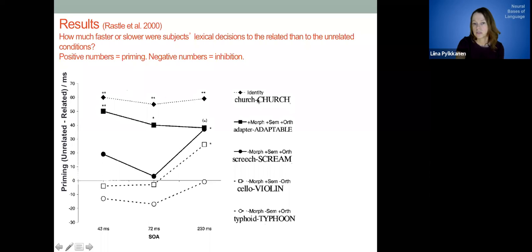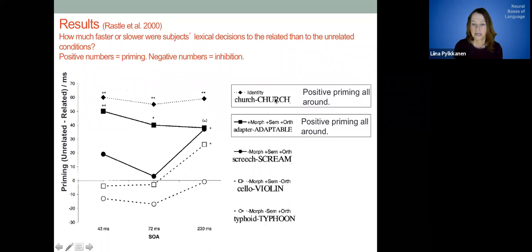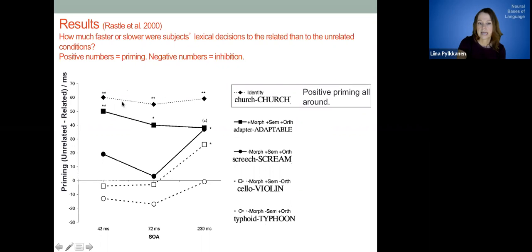First of all, here's the identity case. What we see here is that on all of the SOAs, the shortest one, mid one, longest one, you get a straightforwardly positive priming effect. And that's what we would expect. Identity priming is robust and positive in the sense that it helps you, it doesn't hurt you.